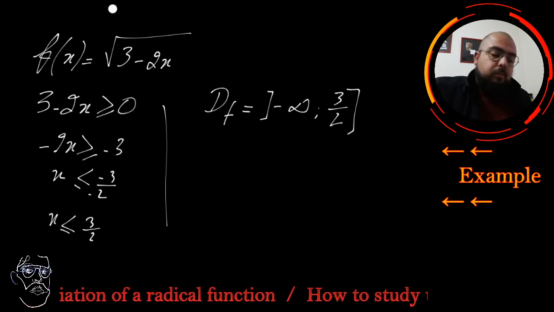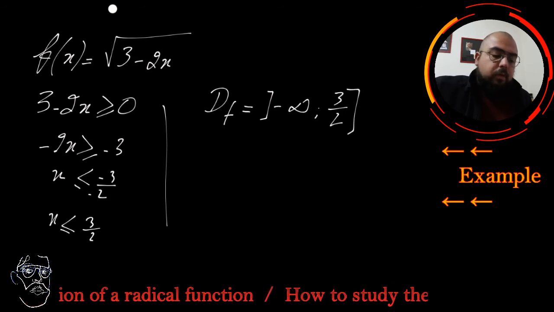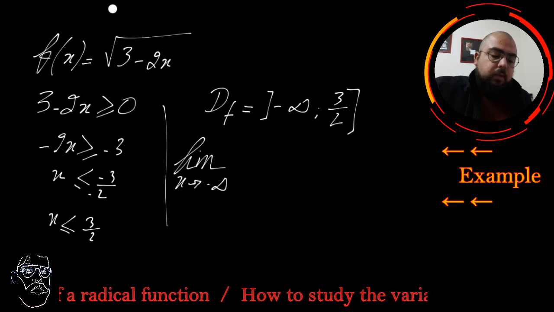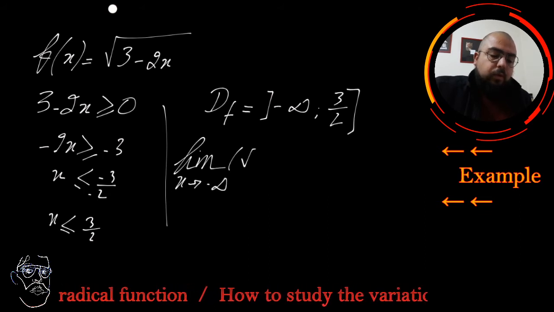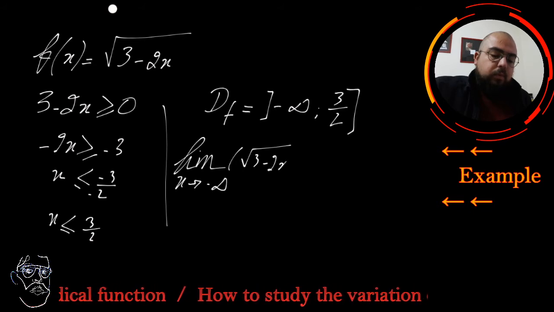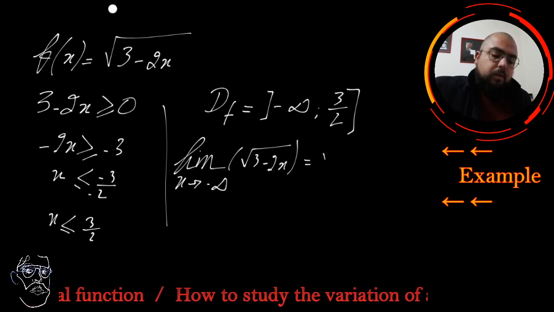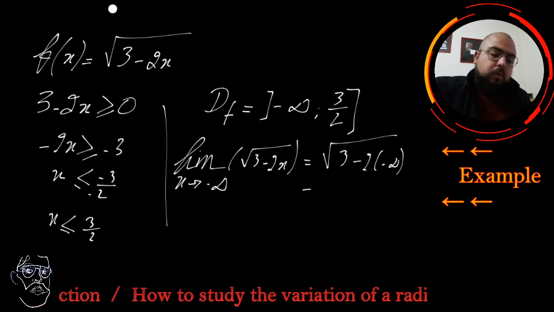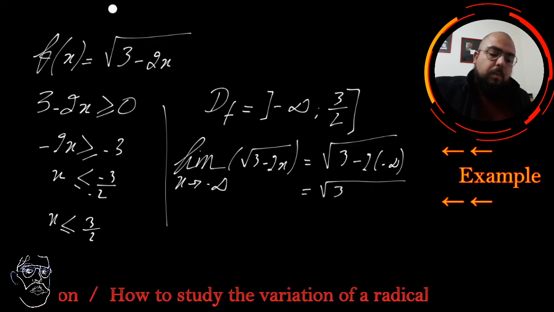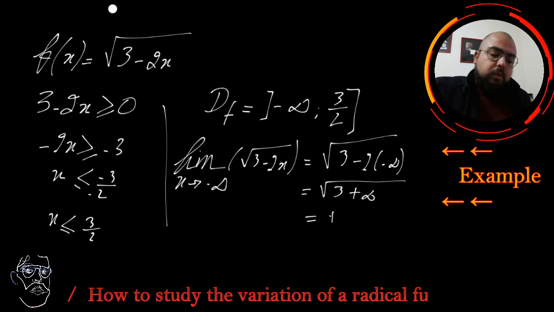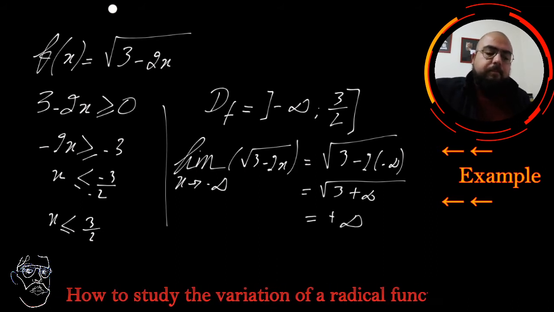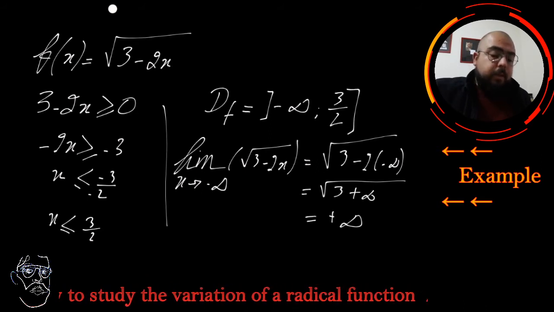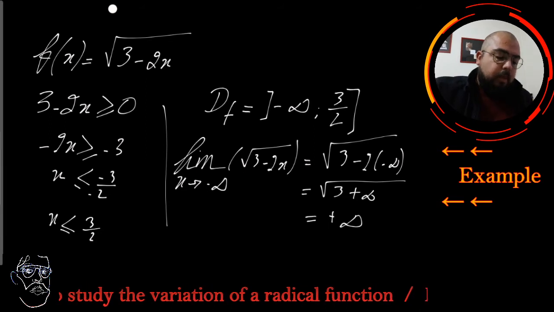Now, we can study the limit, of course. Limit when x tends towards minus infinity of our function of square root of 3 minus 2x. So it's square root of 3 minus 2 times minus infinity. So it's square root of 3 plus infinity, it's plus infinity. Alright, once you have calculated the limit, you can go and calculate the derivative.